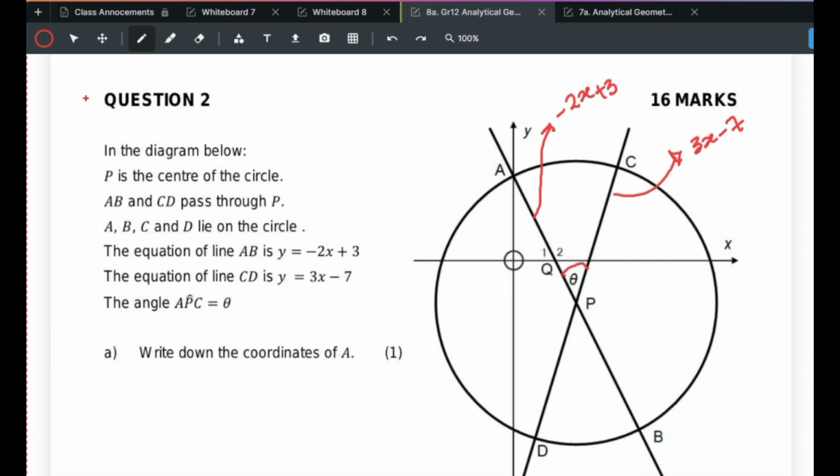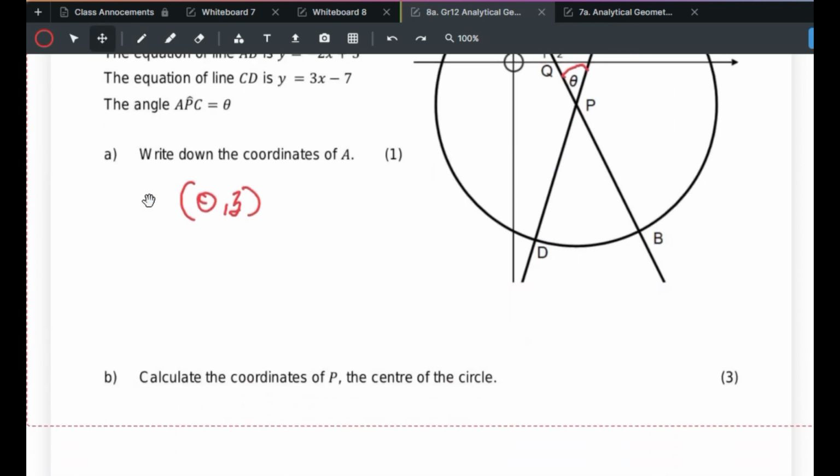So think about it. A represents what, on all graphs that you see? A is the y-intercept, right? And think of the format of the equation of a straight line. What does that remind you of? Do you remember now? Aha, so A is 0 and 3. Exactly, because we know that y equals mx plus c, and the c is always your y-intercept. So you definitely do not need to calculate anything. So we go to B.